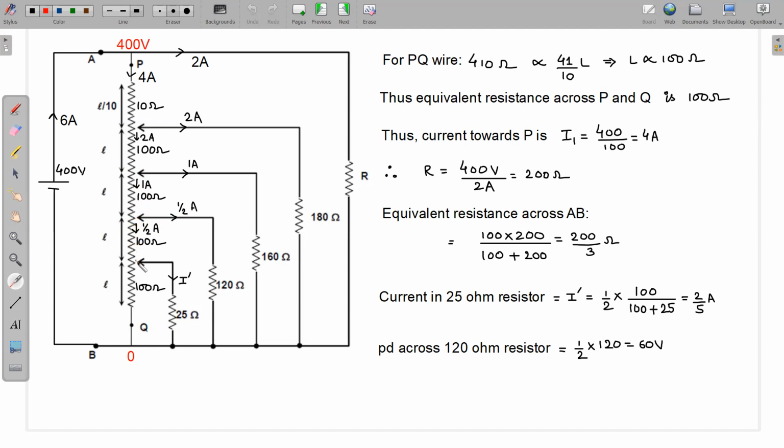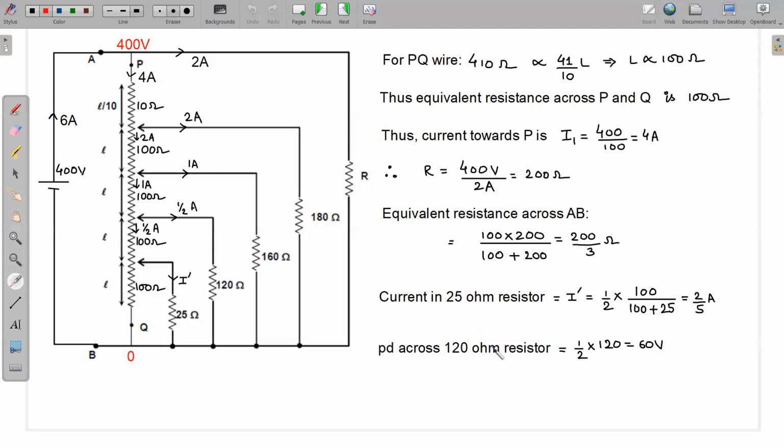Now this half ampere will not equally divide, because in this path it is 25 ohm and downward towards point Q it is 100 ohm. So what will be the current through 25? We simply need parallel division of current. Half ampere is coming through this node, and we need the current through this 25. So I dash will be the current entering through this node, which is half, multiplied by 100 divided by the summation of these two resistances. So 100 divided by 100 plus 25 gives me 2 by 5 ampere. So the current through this 25 ohm resistor is 2 by 5 ampere.